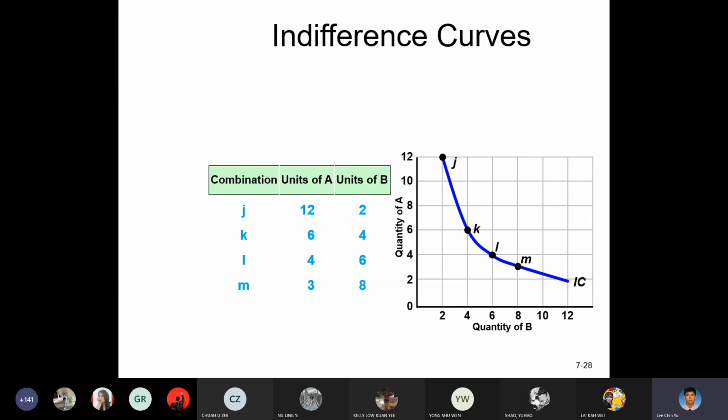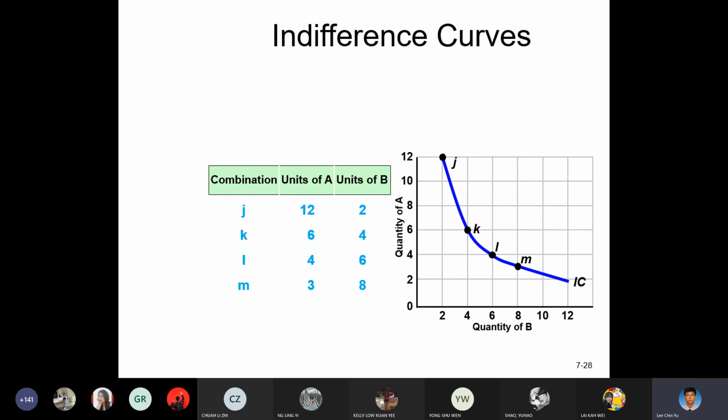Were you happy? They will tell you yes. What if you cannot consume combination J? Let's say you can consume combination K. Are you still happy? They will tell you yes. Then you ask about combination L, combination M. So the consumer will tell you that combinations J, K, L, M are equally happy for me. I'm fine, consume any combination because they give the same level of satisfaction.